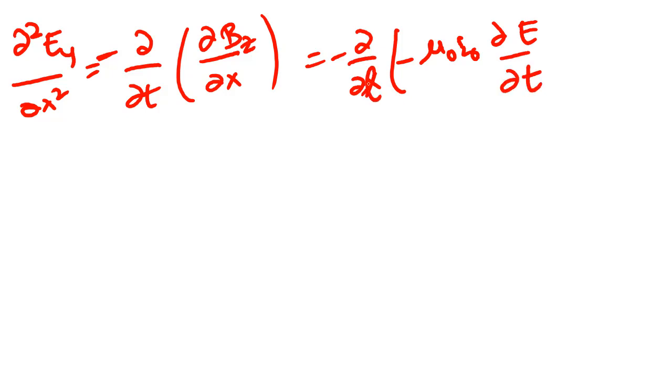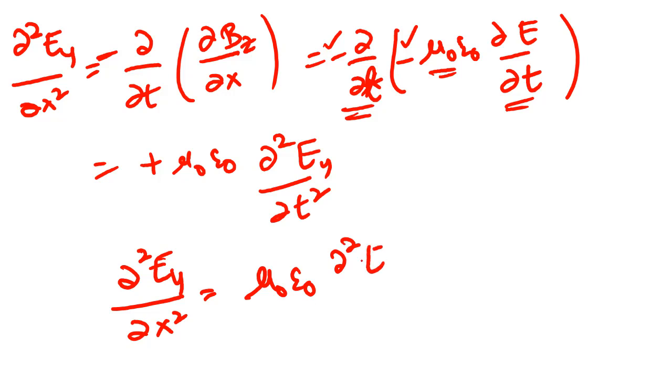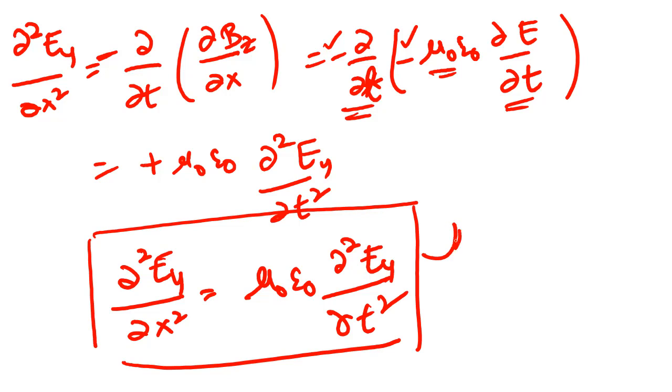Right? This is t. So there is one negative sign, another negative sign, so that becomes plus. Mu naught epsilon naught are just constants. ∂/∂t, so you get ∂²E/∂t². So essentially we got ∂²Ey/∂x² is equal to mu naught epsilon naught ∂²Ey/∂t². And this is the wave equation. This is how the electric field is varying in a light wave.